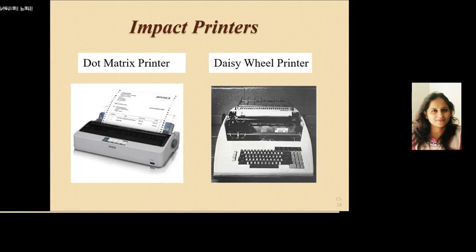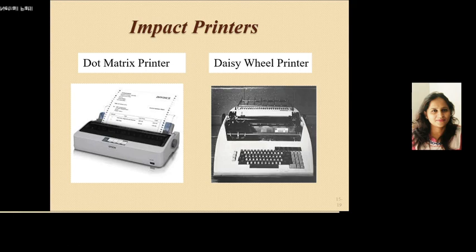A daisy wheel printer is an electronic device that can be connected to a word processor or computer to allow documents to be printed from that machine. And the basic functionality of this device is similar to other printers such as dot matrix or inkjet printers, though the way in which a document is printed is quite different.